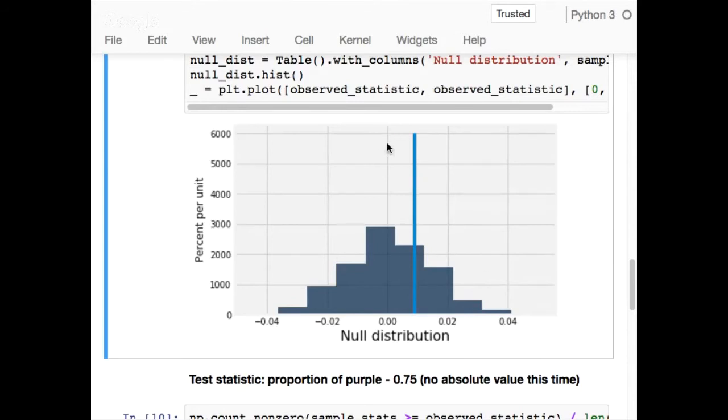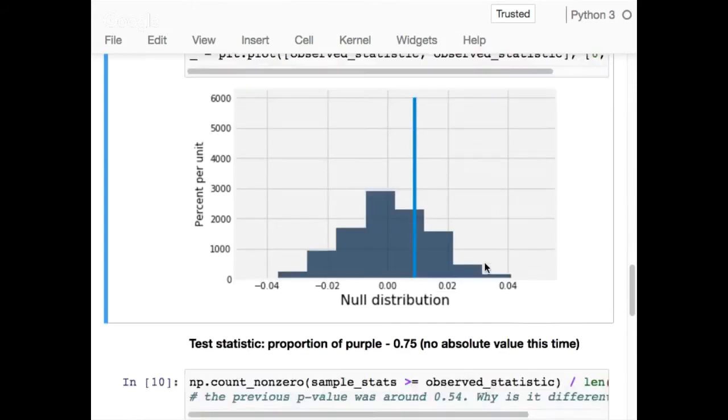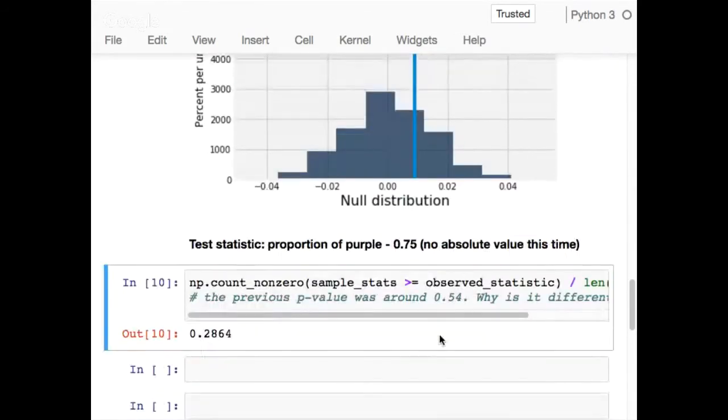Because before, I took the absolute value, which means that this histogram here is mostly symmetrical. So I cut it in half, flip one side over to the other side, and that essentially doubles the amount of area in my curve, right? When I don't take the absolute value, now I have less area, which means I get a lower p-value. And in fact, the p-value is about half the previous p-value, because I'm only looking at one side instead of flipping the other side over.